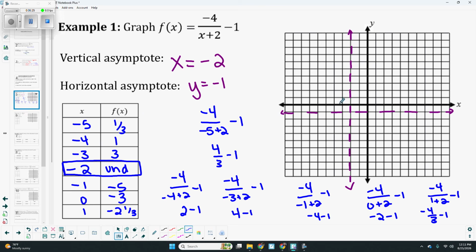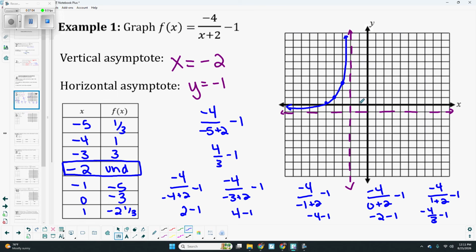Let's get to graphing. So at x is negative 5, I have positive 1/3. So I'm just going to put my dot close to the x-axis, close to 0. Then I have negative 4, comma 1, and negative 3, comma 3. So to connect these dots, what I typically do is I start to the left of my asymptote. I connect, connect, connect. And then I'm going to get close to the other asymptote without crossing.